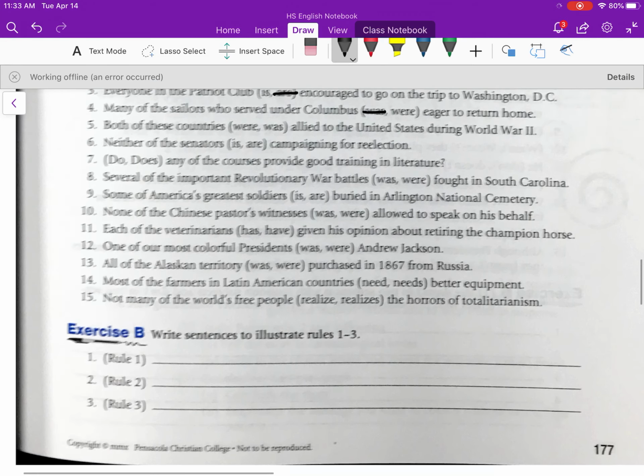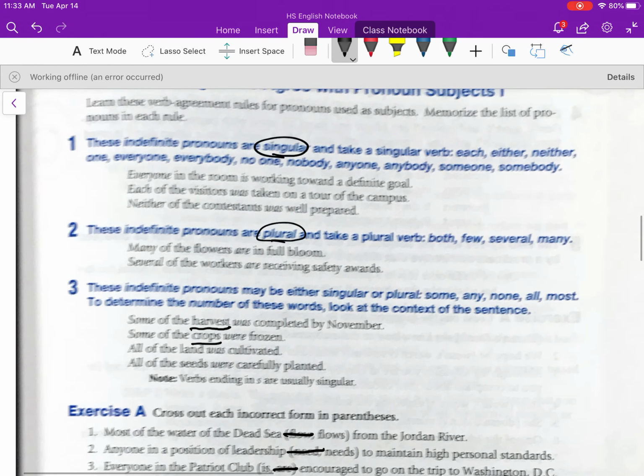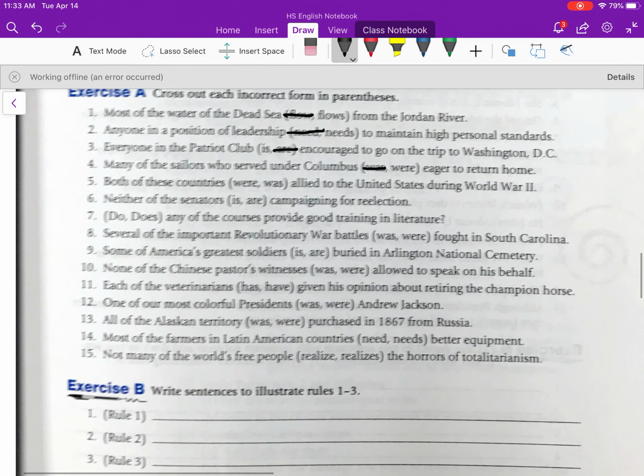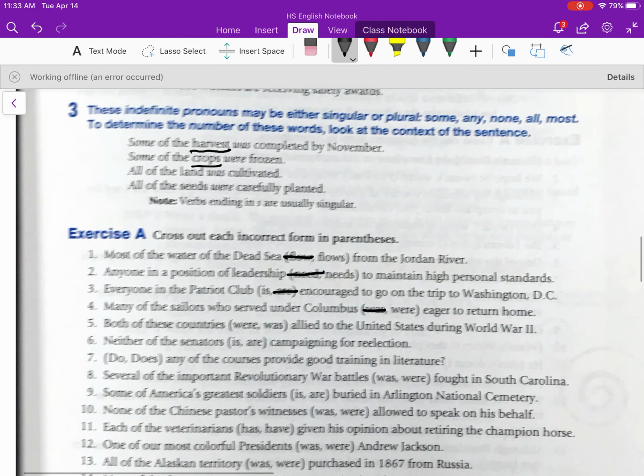All right, let's take a look here at exercise B. Write sentences to illustrate rules 1 and 3. So just use one of the pronouns from rule number 1 there for the first one down here, and then the same for 2 and 3.